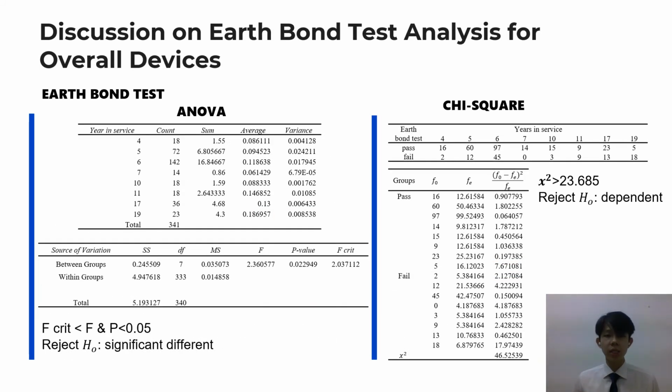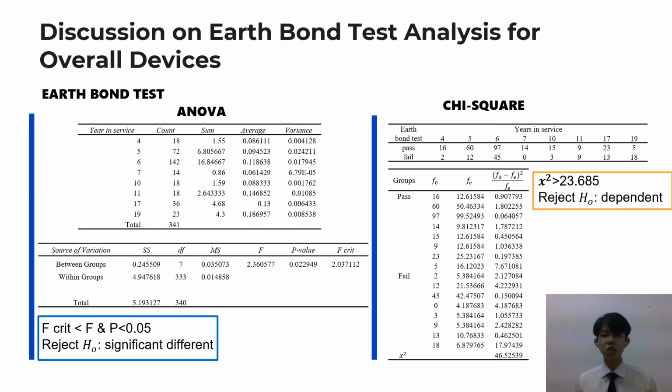Last but not least, I applied the Earthbound test to all tested equipment, a total of 341 pieces of equipment. Those results were analyzed using ANOVA and chi-square, shown in the table. Both null hypotheses were rejected. This shows the mean amounts of year of service are significantly different, and the relationship between the Earthbound test result and its year of service is dependent.